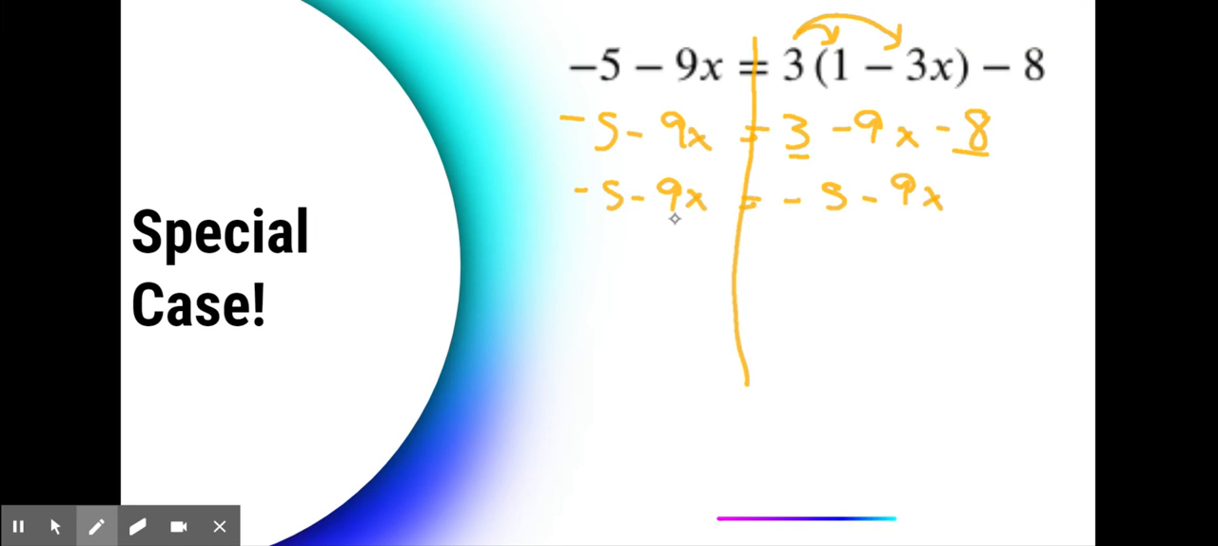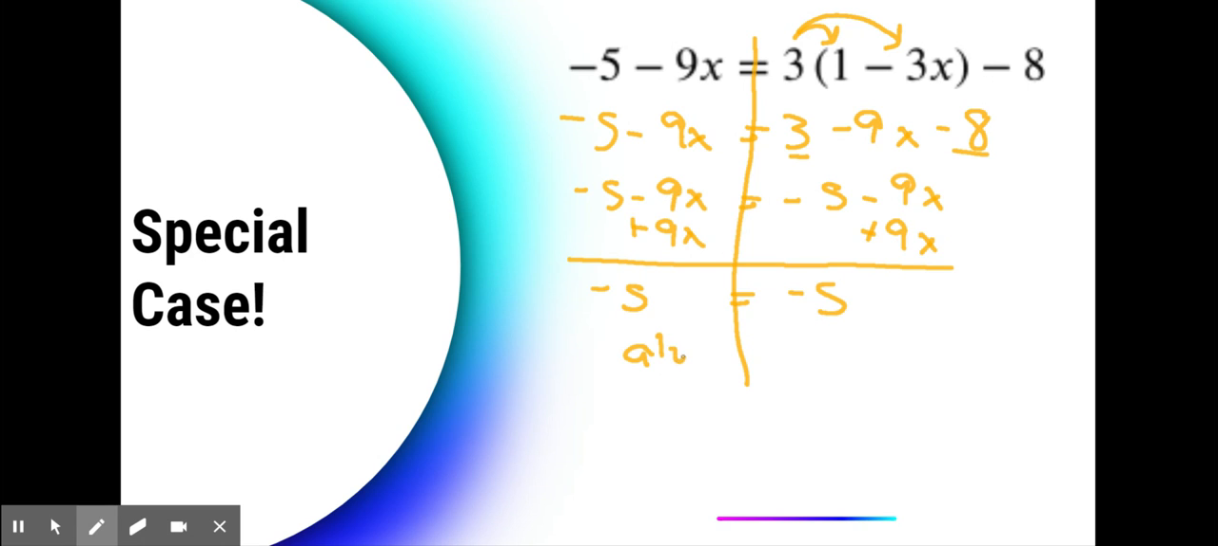Interesting. All right, well, let's move a variable. I have a minus 9x and a minus 9x. They're equal again, so it doesn't matter which one I move. I'm going to add 9x to both sides. And I get negative 5 equals negative 5. Well, my variables went away again, but I got something that's true, right?